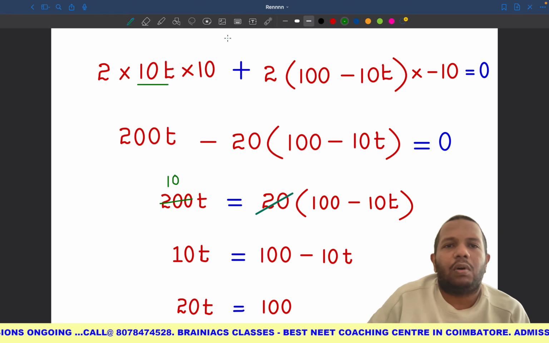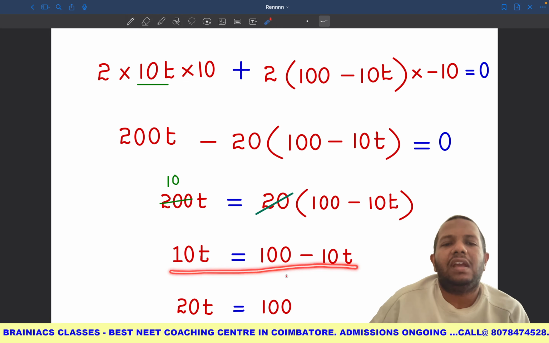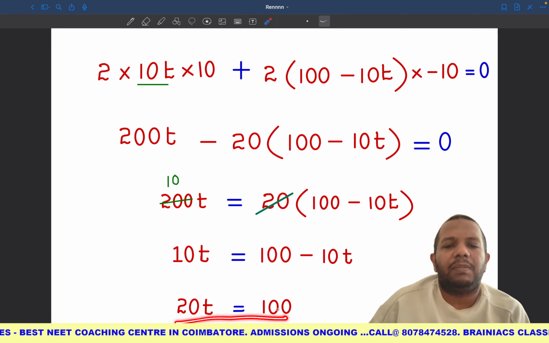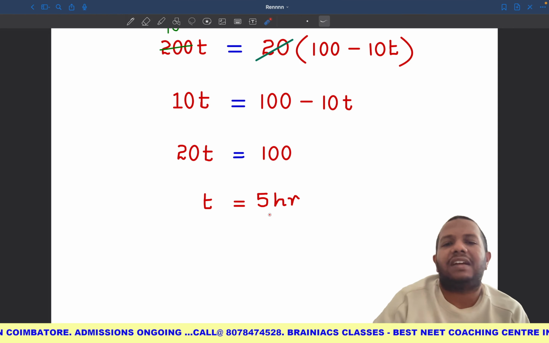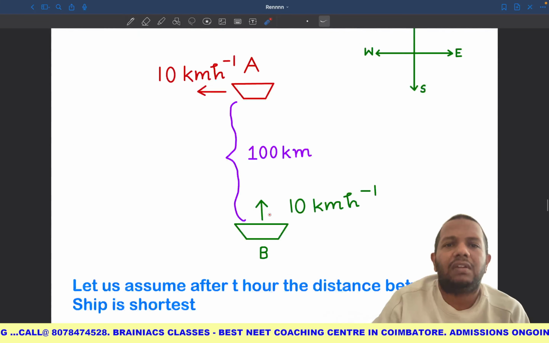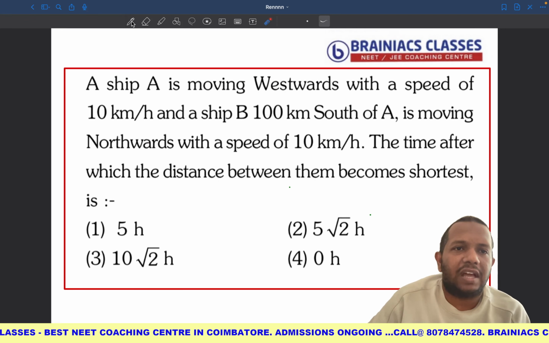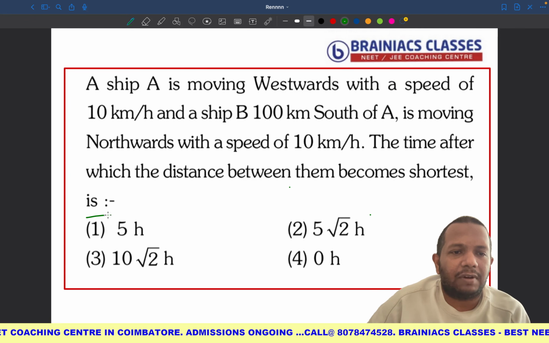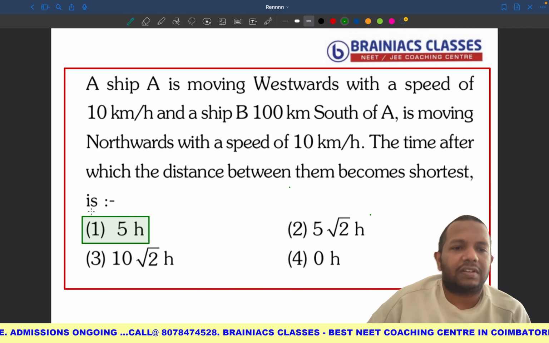So the whole equation will become 10t is equal to 100 minus 10t. If you take it here, 20t will become equal to 100, and I can say t is equal to 5 hours. That is the correct answer. This is a very good question. So the answer for this question is 5 hours. Okay, I hope the question is clear for you.